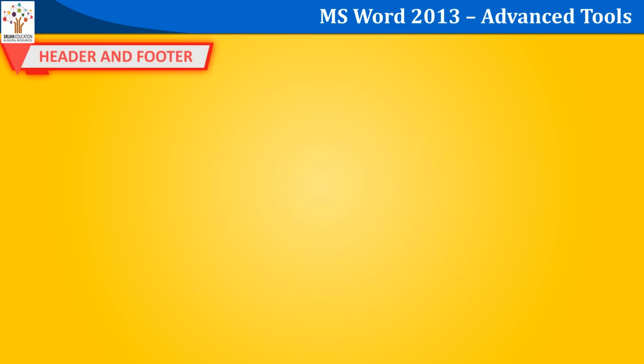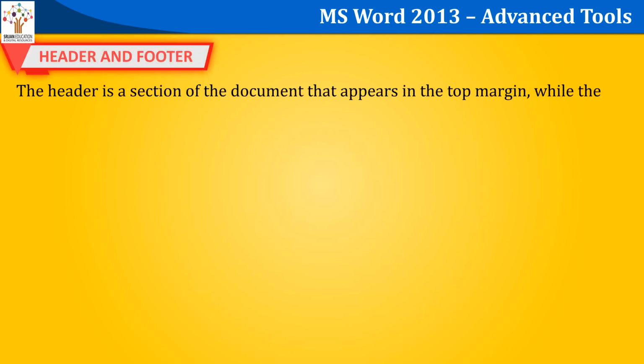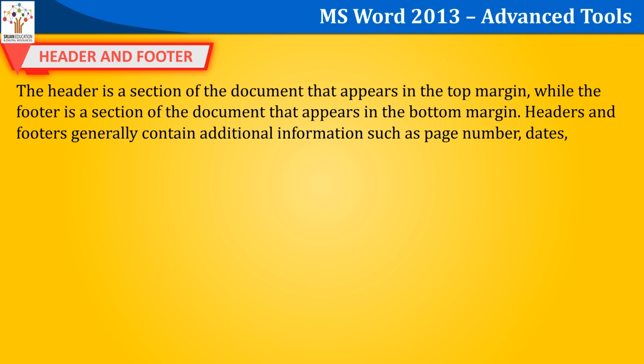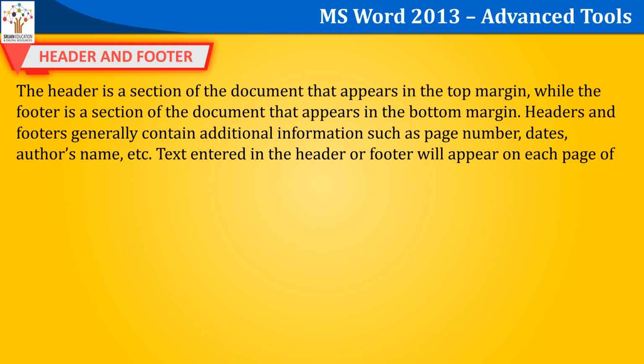Header and Footer. The header is a section of the document that appears in the top margin, while the footer is a section of the document that appears in the bottom margin. Headers and footers generally contain additional information such as page number, dates, author's name, etc. Text entered in the header or footer will appear on each page of the document.